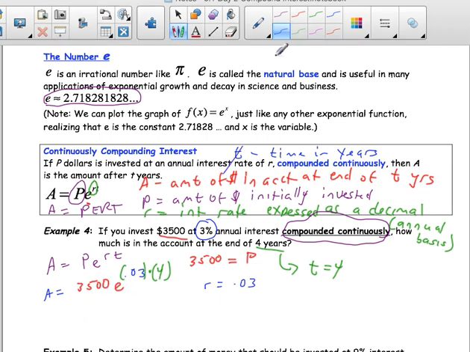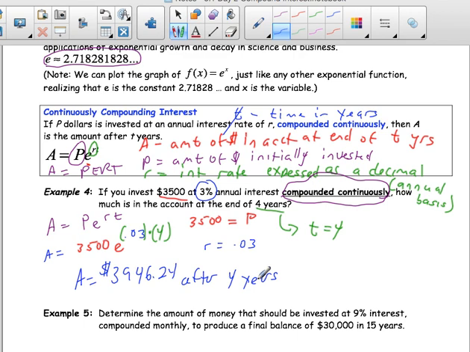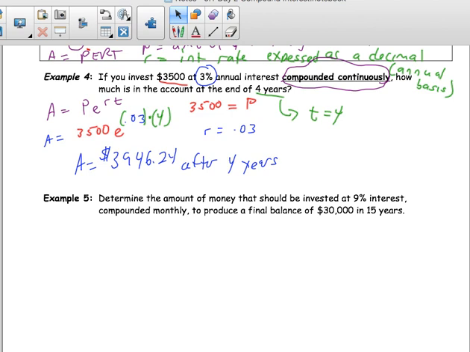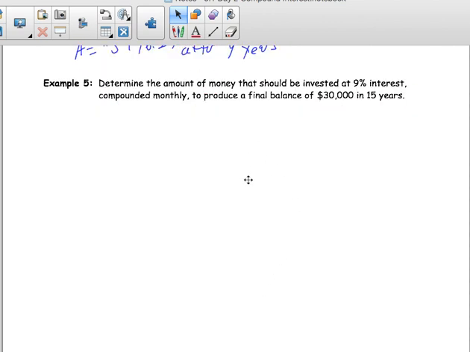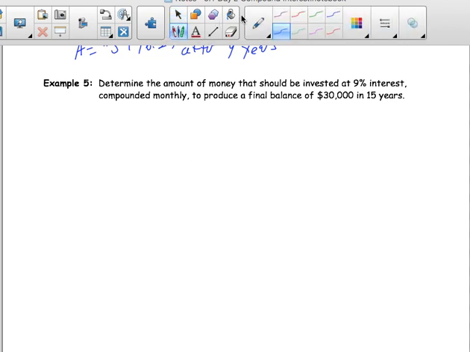A, the amount of money we have, is going to be $3,946.24 after 4 years. Let's go on to example 5. In example 5, we're asked to determine the amount of money that should be invested at 9% interest compounded monthly to produce a final balance of $30,000 in 15 years. So here the interest is compounded monthly. We cannot use the continuously compounded interest formula here. So we can't use PERT.